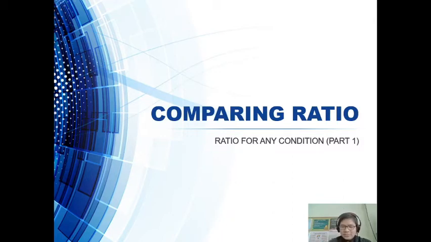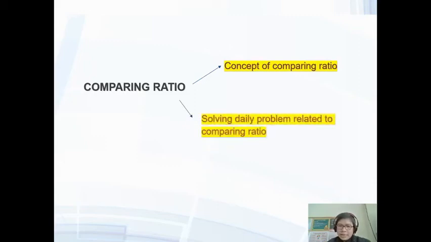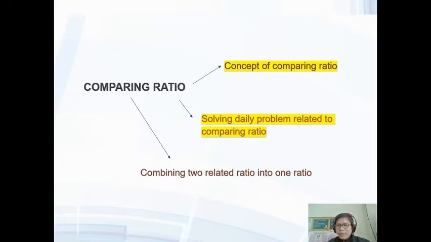So let's start. Okay, so comparing ratio, what we are going to study in comparing ratio? The first we are going to talk about, of course, the concept of comparing ratio. The second, we are going to solve the real problem related to comparing ratio. And the third one, we are going to talk about combining two related ratio into one ratio. But the last one, the third one, we are going to talk about in the second part.